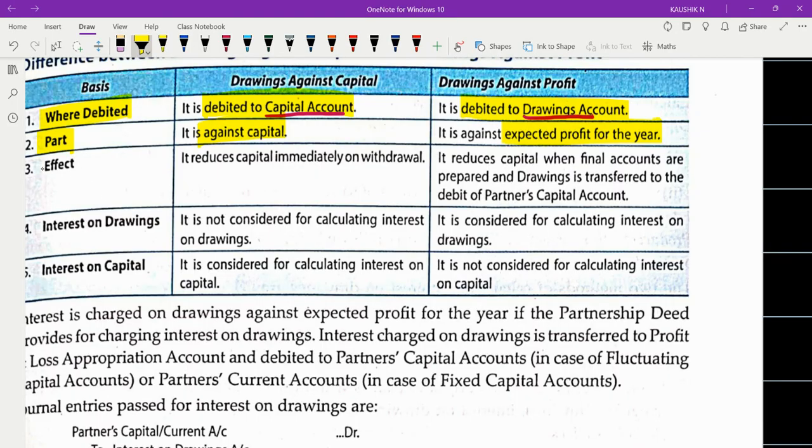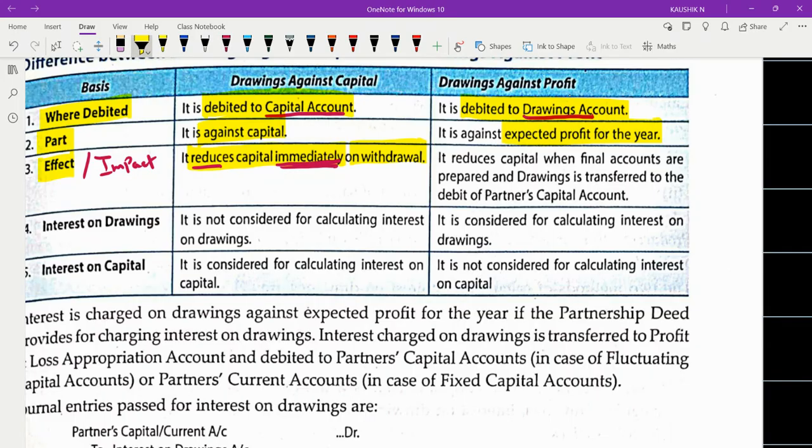Now, what is the effect, or otherwise we can say the impact? We can call it either way. What is the impact of this drawings? When you have done the drawings out of the capital, that is against your capital, definitely it will reduce the capital immediately, on the withdrawal. So the effect or the impact is that your capital balance will be reduced from an old value to a new value. Say for example, earlier it was 1 lakh, now you have done 10,000 rupees drawings. From 1 lakh, if you subtract 10,000, 90,000 will be the capital balance. So your capital reduces immediately. This word is very important: not in a slow pace, it gets reduced immediately.